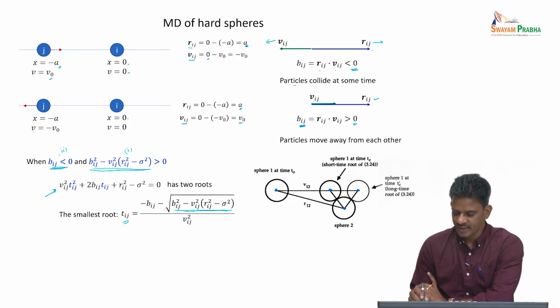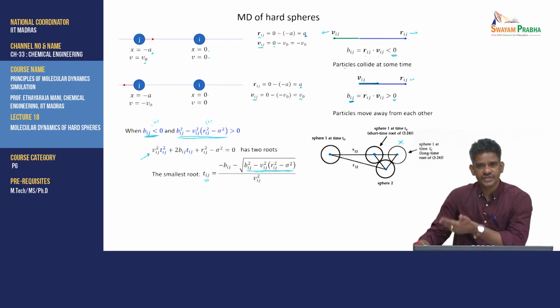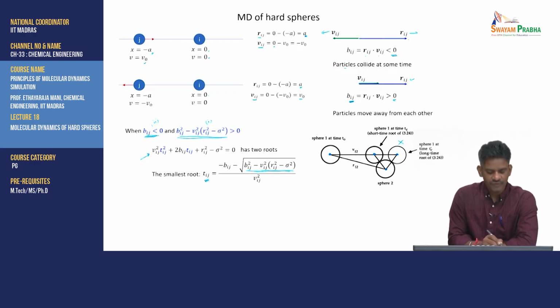But by the time the particle comes here, it has to go through this. So, this is not physically possible. So, we take the shortest collision time of the particle i and j. This method can now be applied for all the pairs i and j, and then we can get the collision time for each of those pairs whenever they satisfy these two conditions.